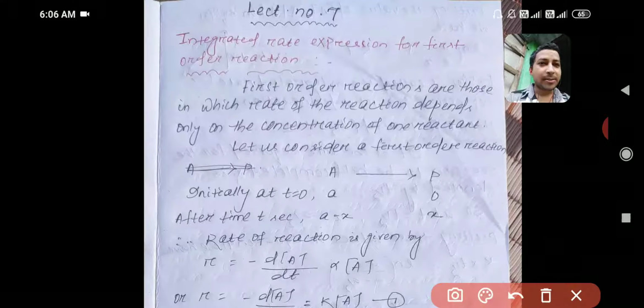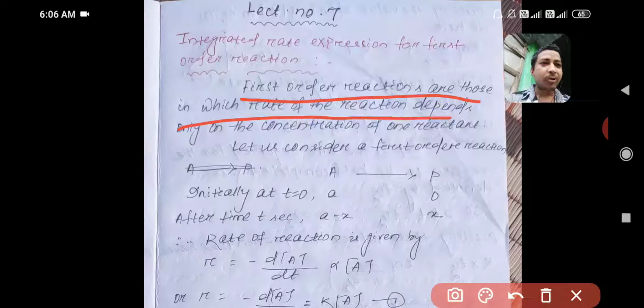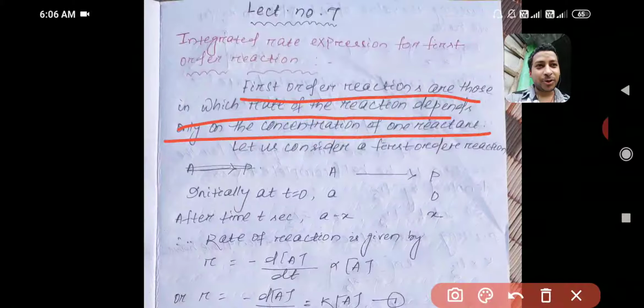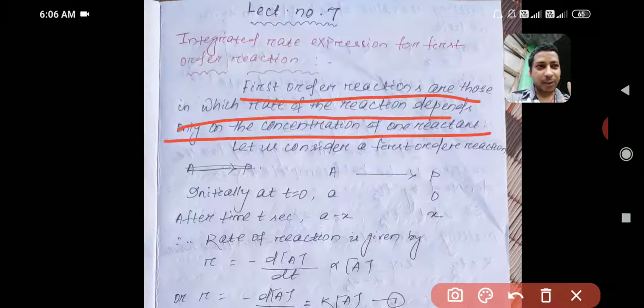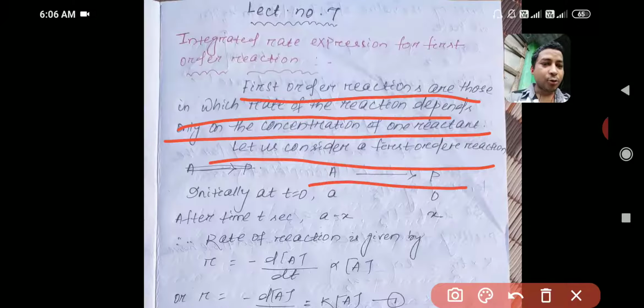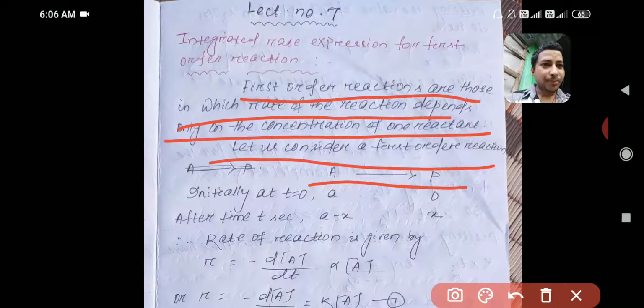So first order reactions are those in which the rate of the reaction depends only on the concentration of one reactant. Only on the concentration of one reactant. Clear? Got my point? So consider a first order reaction. Let us consider a first order reaction, A gives rise to P. That means reactant A gives rise to product P.